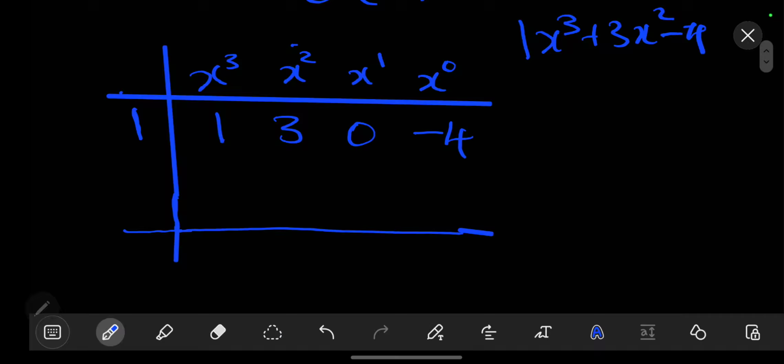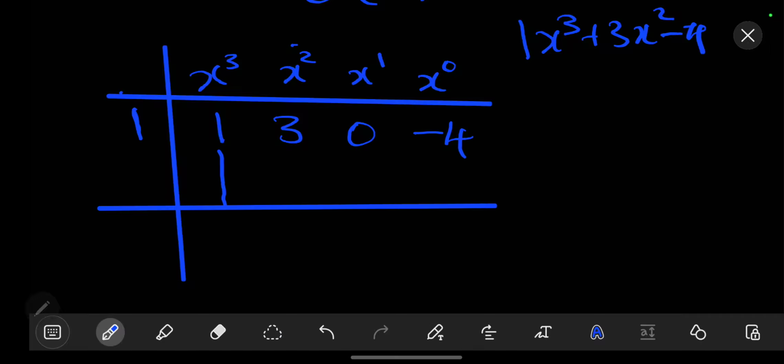Then we are going to work it out. We are going to drop our 1 there. Then multiply 1 times 1. This will give us 1. Then add 3 plus 1, that gives us 4. Multiply 1 times 4. This will give us a 4. Add 0 plus 4. This will give us a 4 like that. Multiply 1 times 4. This will give us a positive 4. Add negative 4 plus our 4. This will give us 0.